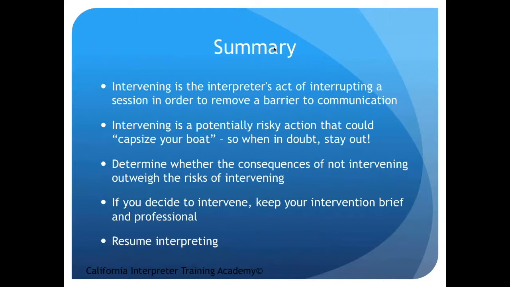I mean, that is really the basic function that we have, and that's why we are there with the patient and the provider, after all. And we are there to interpret, we are there to facilitate communication.